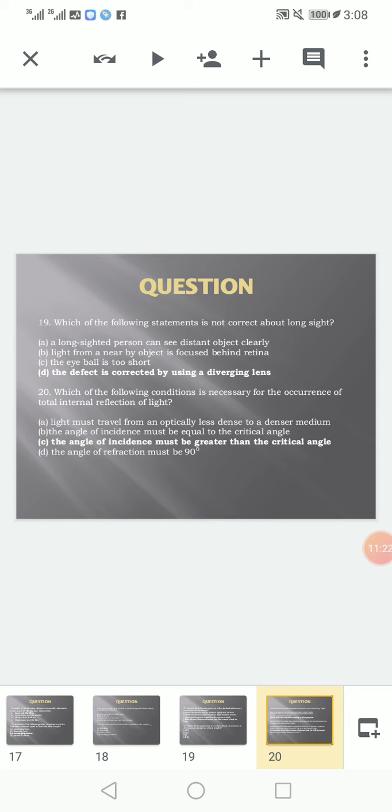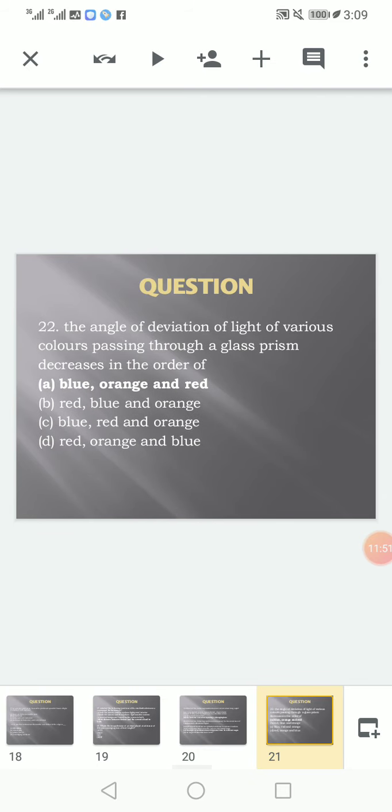Which of the following conditions is necessary for the occurrence of total internal reflection? For total internal reflection to occur, the angle of incidence must be greater than the critical angle. A, B, and D are incorrect, but C is correct. So the answer is the angle of incidence must be greater than the critical angle. Total internal reflection is achievable when the angle of incidence is greater than the critical angle.